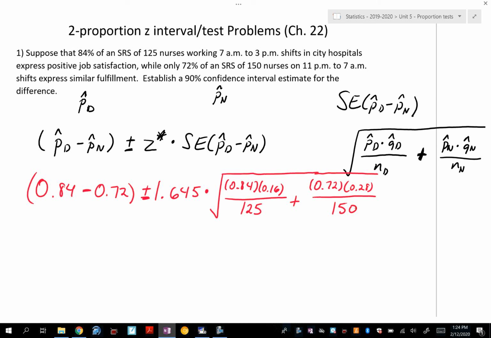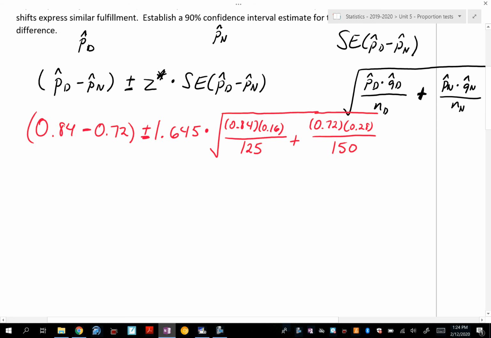Now I think we can all do this subtraction in our heads: 84% minus 72% is going to be 12%. But ultimately, what I care about is the margin of error. So in the calculator, I'm going to multiply my z star of 1.645 times that standard error. I'm going to do it all in one fell swoop.